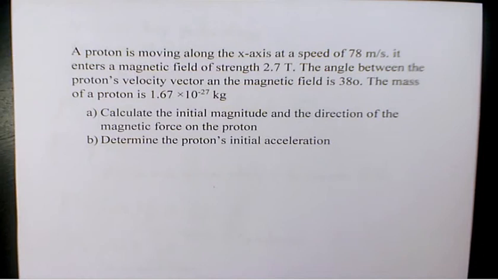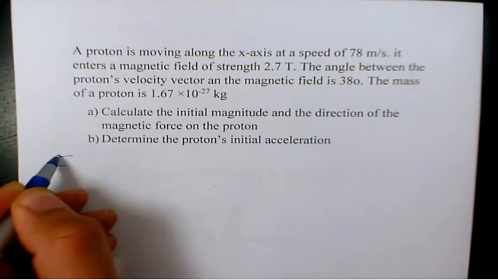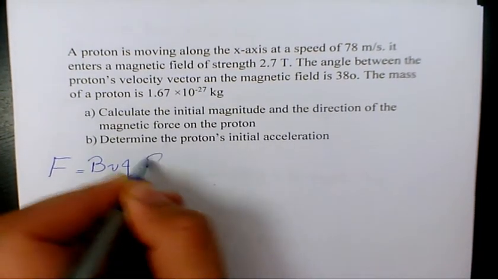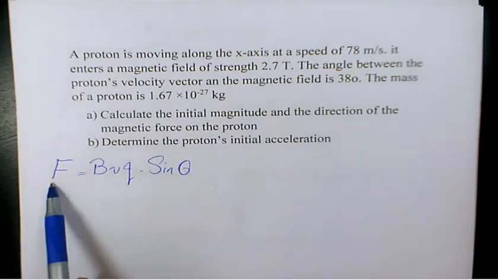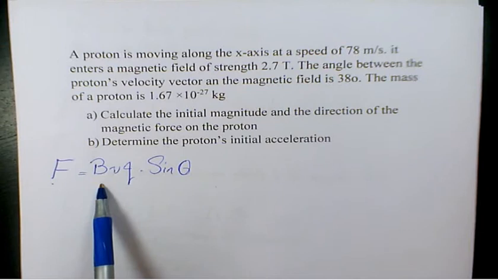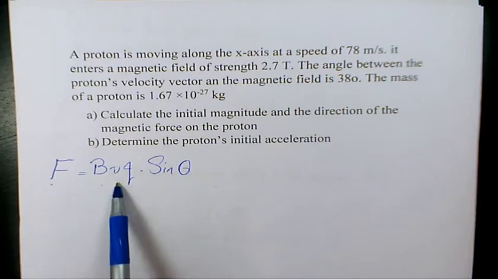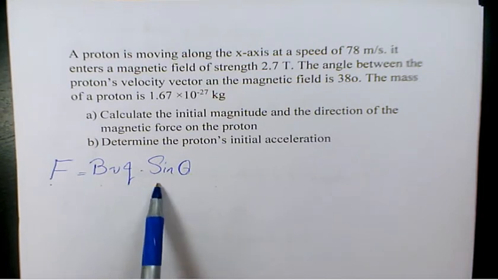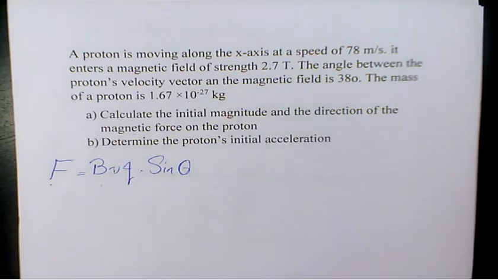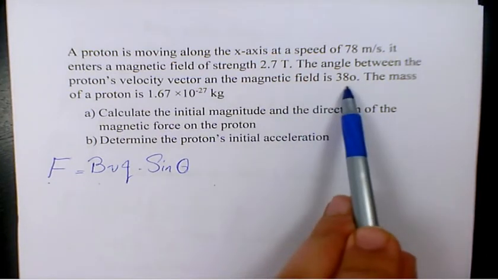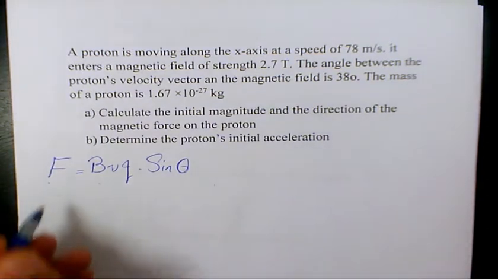So in order to find out the magnetic force, F equals B times V times Q times sine theta. F is the magnetic force in terms of Newton. B is the magnetic field strength in terms of Tesla. V is the velocity. Q is the charge of the particle. And theta is the angle between the magnetic field and velocity direction. So in this case, they form 38 degrees. So theta is 38 degrees.